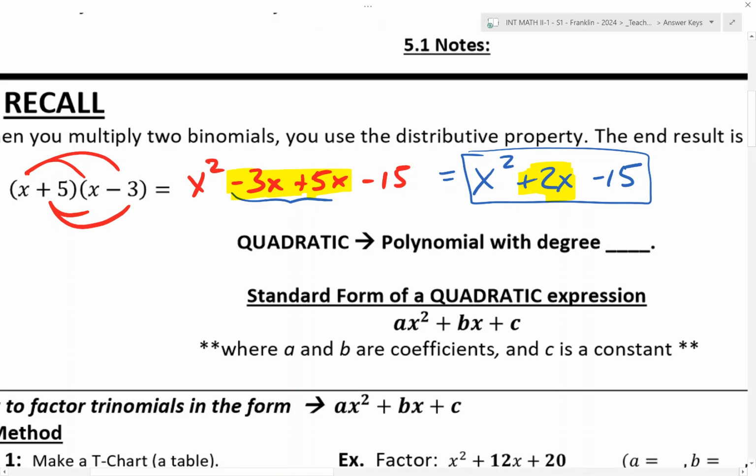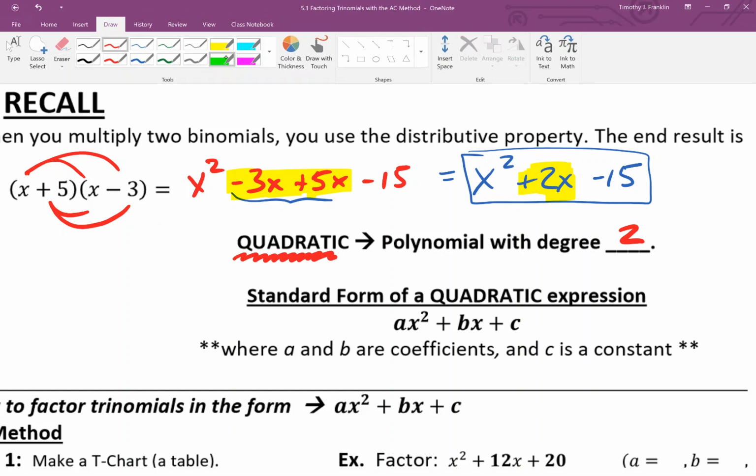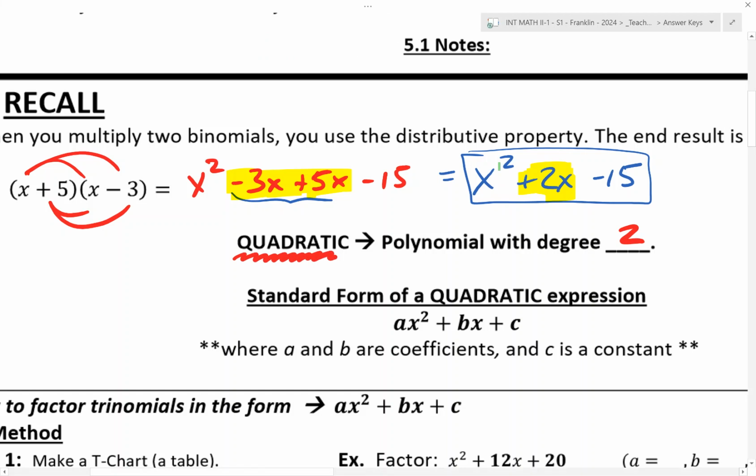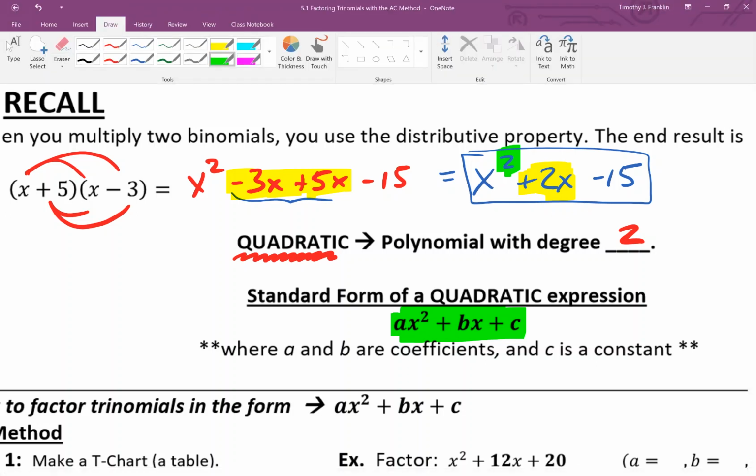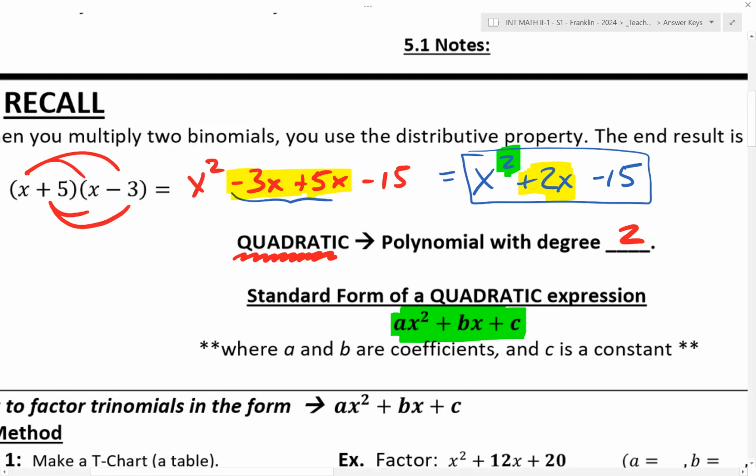Now, vocab word, quadratic. So what we're doing is factoring quadratic expressions. And these are polynomials with a degree of 2, which means the highest exponent in the polynomial is 2. So they usually start with x squared is what we're looking for. And then we have the standard form of a quadratic expression, which is ax squared plus bx plus c. So really just the x squared term comes first, and then the x term, and then the constant. This is where a and b are coefficients, and c is a constant. So just a few vocab terms to recall as we move forward.